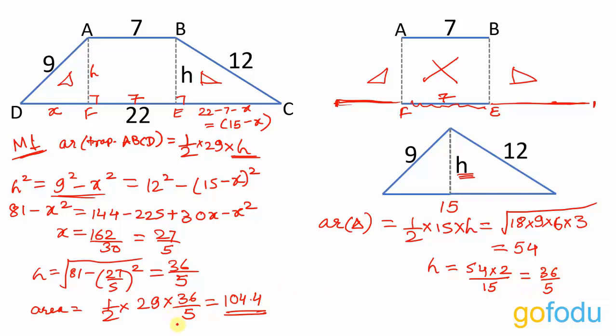This height is the same as we got in the first method. Put this in the formula half into sum of parallel sides into distance between them and get the final answer, area of trapezium as 104.4 square units. We get the same answer by method 2 as well. So these were the two ways in which we can easily calculate the area of a trapezium when its four sides are given to us.